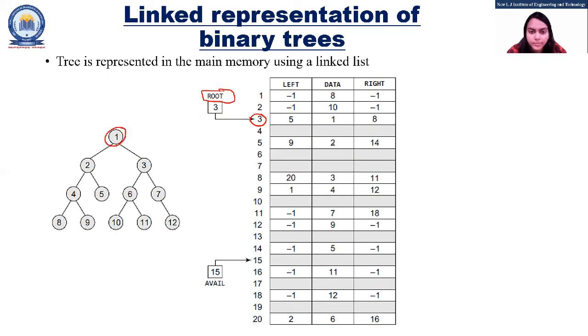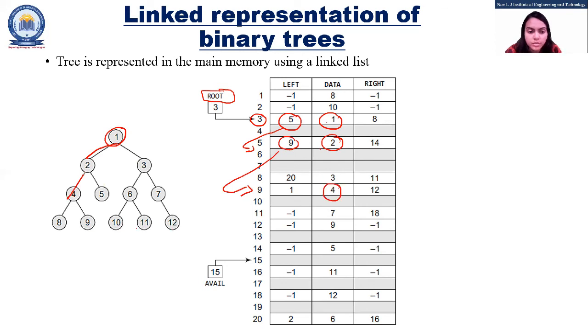So this is 1. And where is the left of 1 stored? We will see this 2. If you see here, what is the left pointing to? The 5th. So at the 5th, we would have 2. Where is the left of 2 stored? At the 9th. So at the 9th, we'll see the left of 2, which is 4.